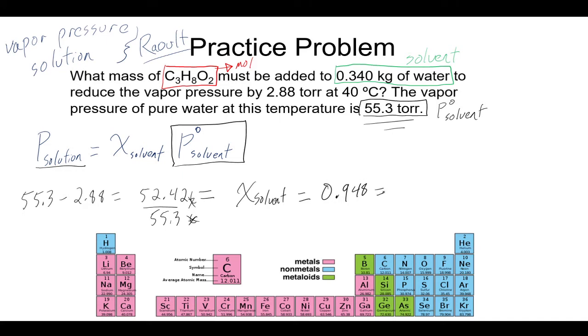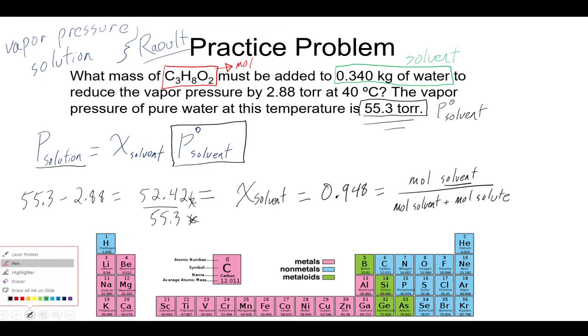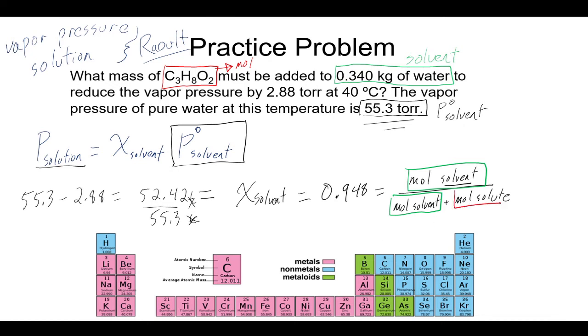Now, this mole fraction we know is moles of solvent. This is where many students will mess up. It's moles of solvent over moles of solvent plus moles of solute. Okay, so the green, the solvent, is going to go here and here, and the red, our solute, is going to go here. And that's ultimately what I'm trying to find, this moles of solute here.